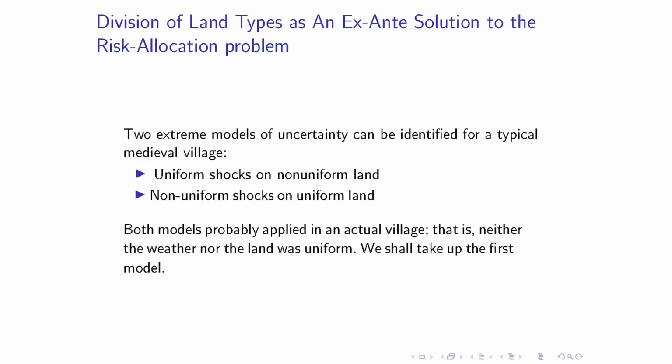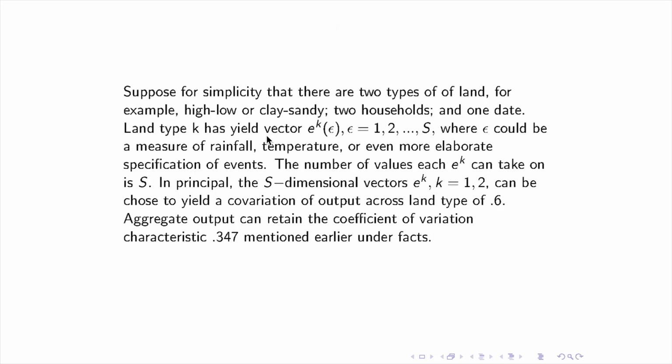So we took the different types of land to have a different vector of yields. We talked about the endowment, so to speak, the yields of land type K across states epsilon, and then we have capital K types of land and capital S types of shocks. We can look at the covariance and the risk just the way we did in India.